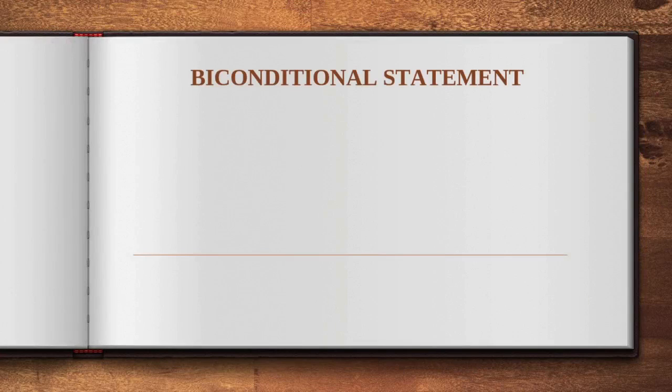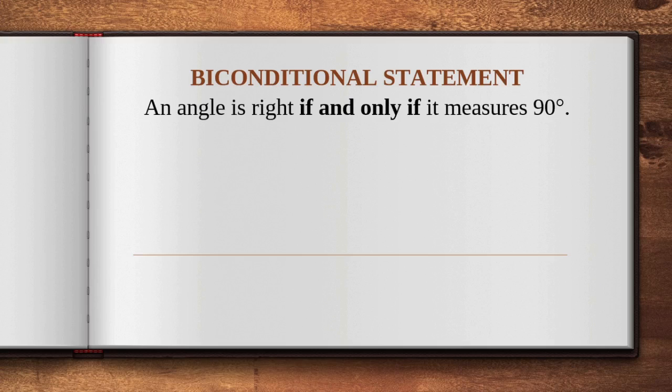But before that, what if the given is the biconditional statement? So we started off with the biconditional statement: an angle is right if and only if it measures 90 degrees. The key words that tell us it is a biconditional statement are if and only if. Okay? So an angle is right is our hypothesis, and it measures 90 degrees is our conclusion.